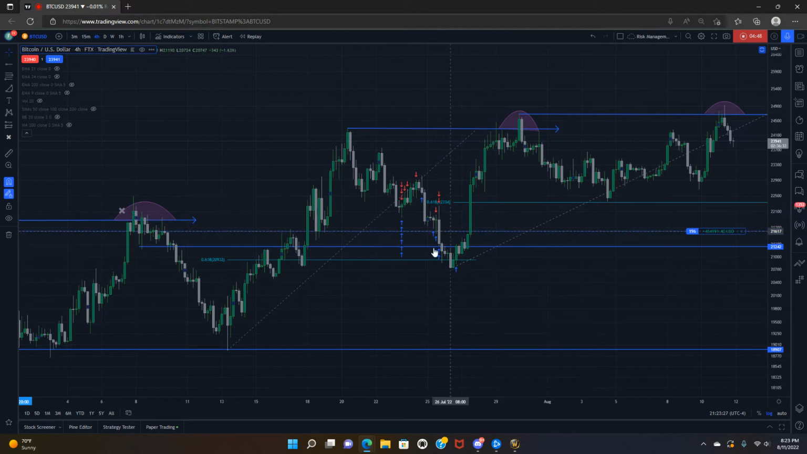This was the GDP data. Not the GDP data, but the FOMC meeting and the kind of data that they released there. And that kind of opened the door on price. Of course, generally that's what happens when you have that kind of data event.